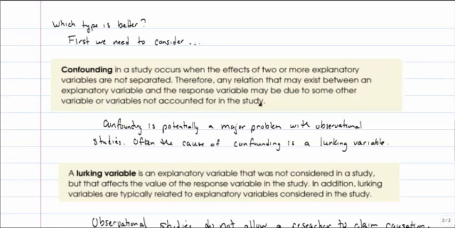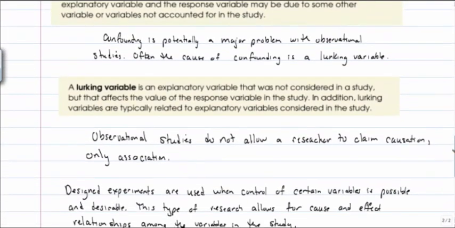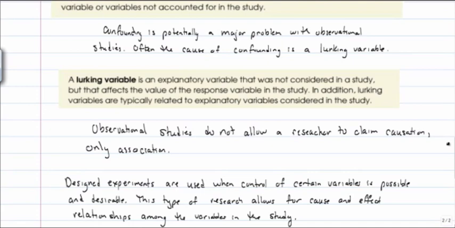For example, what was their health to begin with? How lively were they? How well did they get around? How mobile were they? Were they able to do things on their own? What economic group were they in? What gender were they? So there are other variables that could cause outcomes that you may think were the actual variable you were studying when it was something else. So it's potentially a major problem with observational studies, and it can often cause what we call a lurking variable. These are explanatory variables that are not considered in the study but affect the value of the response variable in the study. In addition, lurking variables are typically related to explanatory variables considered in the study.